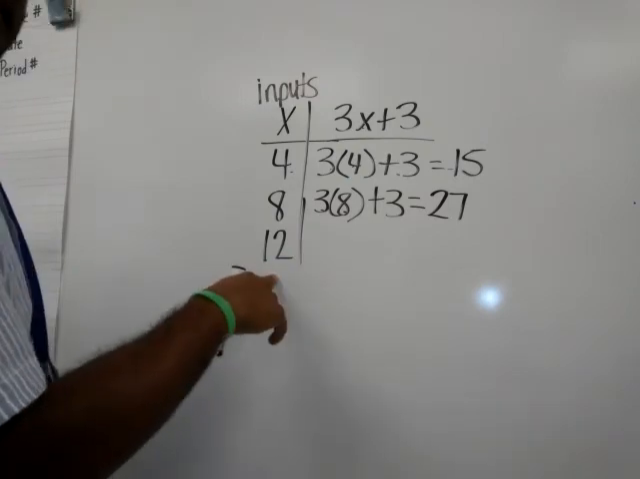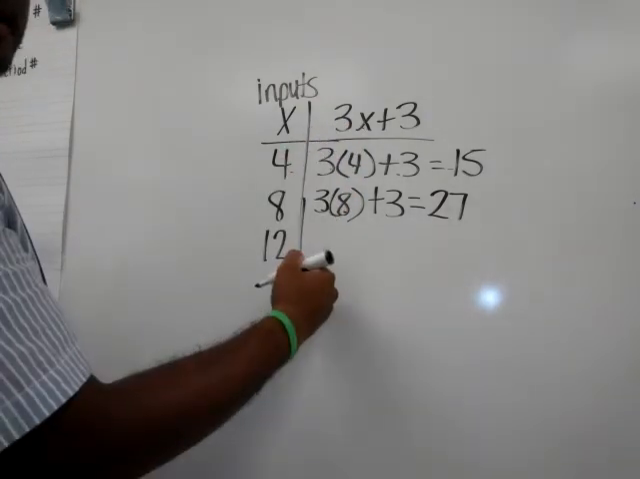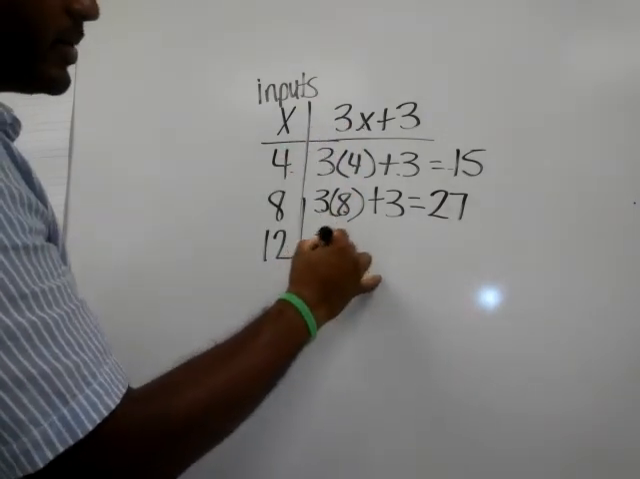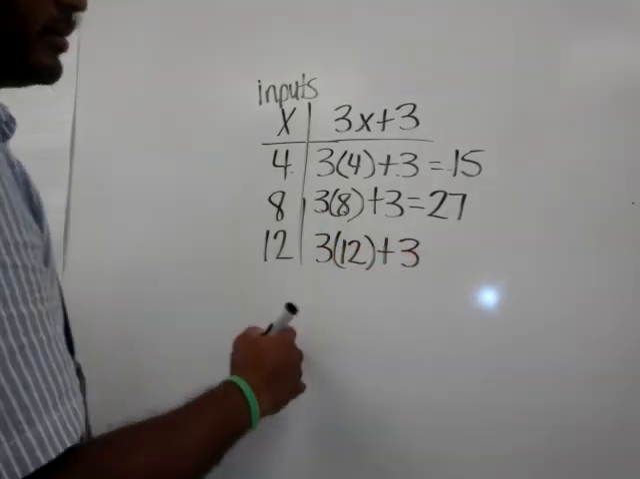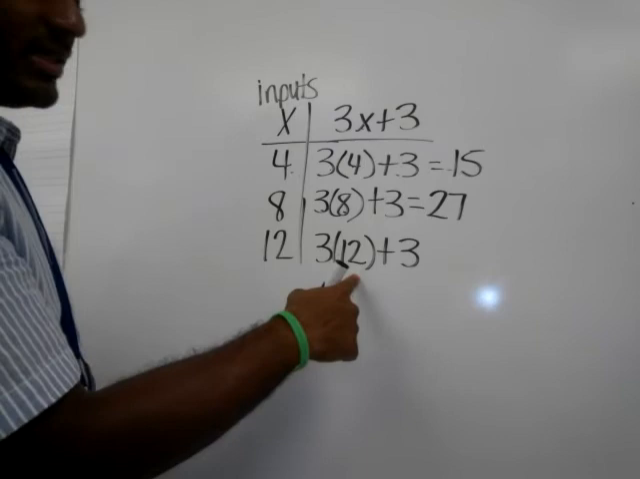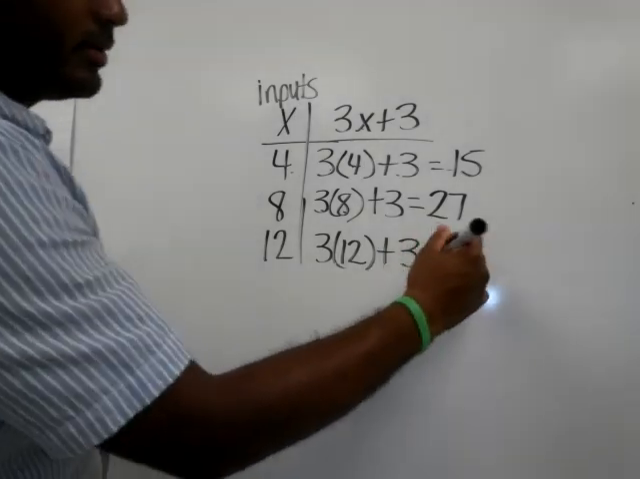Now we have one more input to put into this expression. So 3 times 12 plus 3. 3 times 12 is 36. 36 plus 3 is 39.